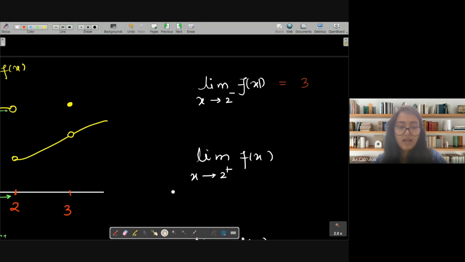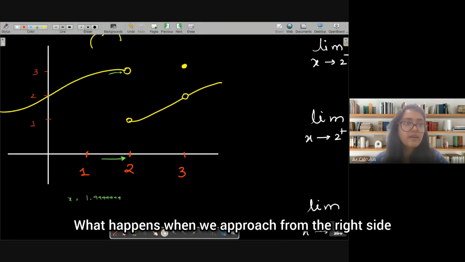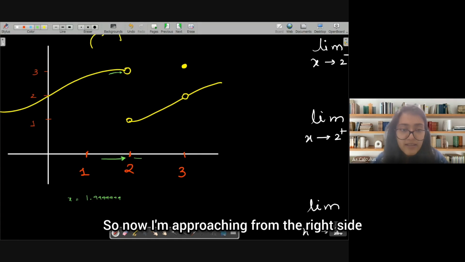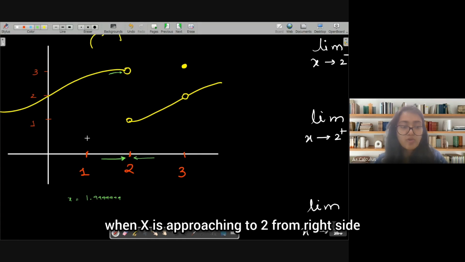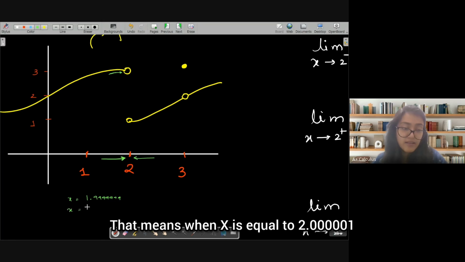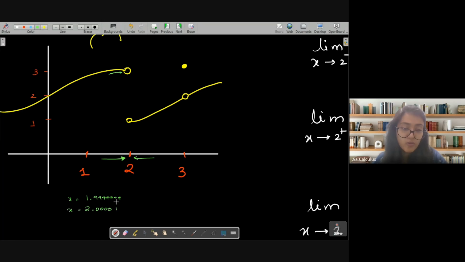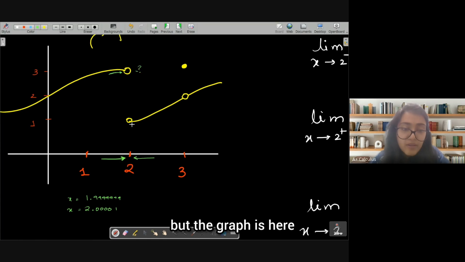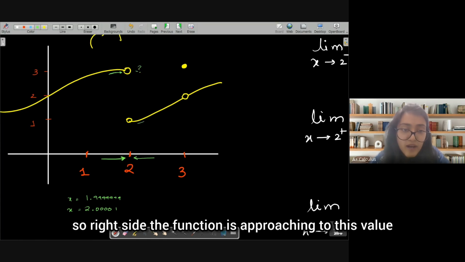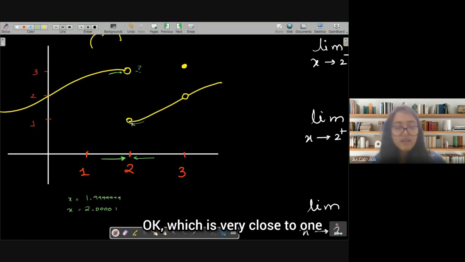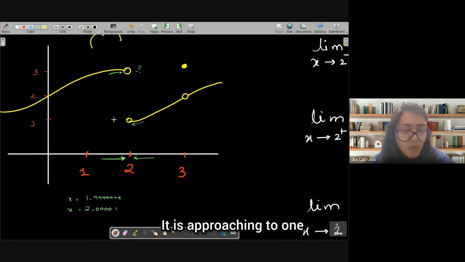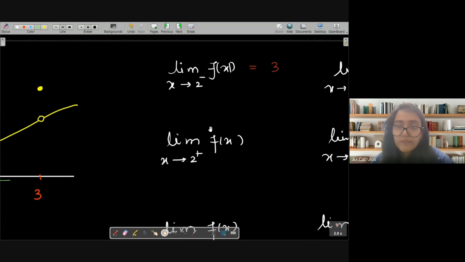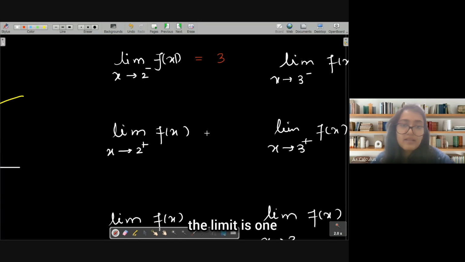Okay, now what happens when we approach from the right side? When x is approaching 2 from the right side, that means x is 2.00001. Now for the right side, you don't have a graph here, but the graph is here. So on the right side, the function is approaching this value, which is very close to 1. It is approaching 1. So from the right side, the limit is 1.